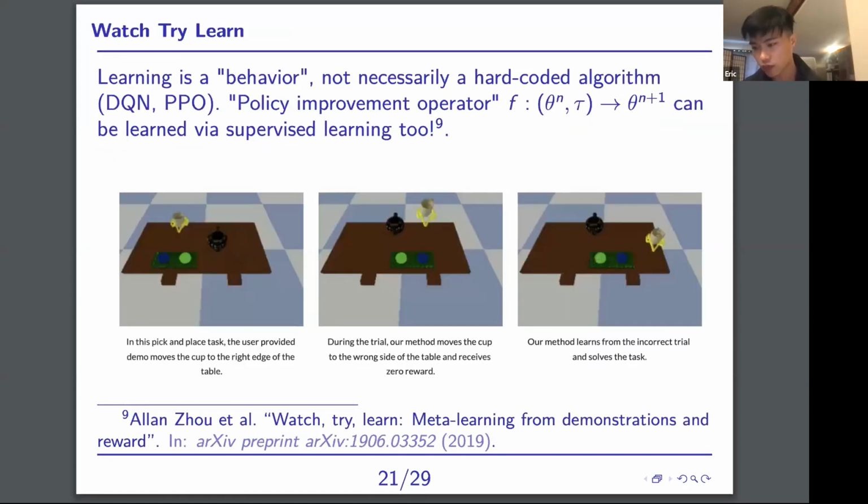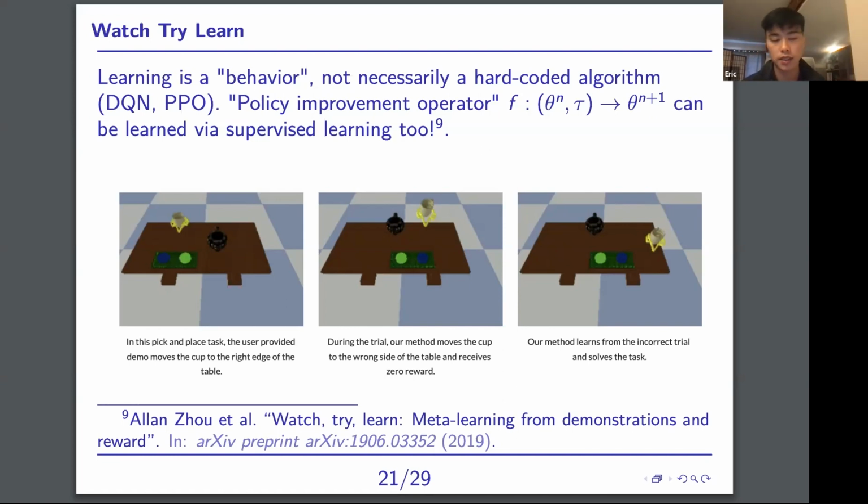So a lot of people in reinforcement learning also think about RL as a way to improve behavior incrementally. But I think of learning as more of a behavior rather than a hard-coded algorithm that you use to get better behaviors. So in an abstract sense, if you think of a robot that's getting better, what you really want is a function that takes your current set of parameters or policy or whatever, and some experience, which I've denoted as tau here, and it just maps that to a better set of parameters or an improved policy. And so why not learn that function with a neural network?